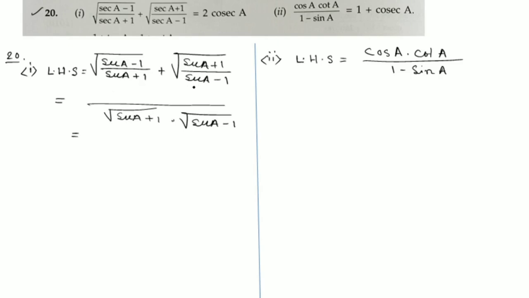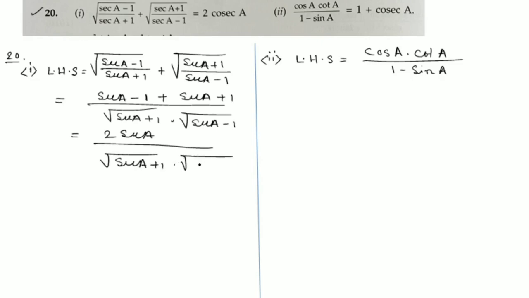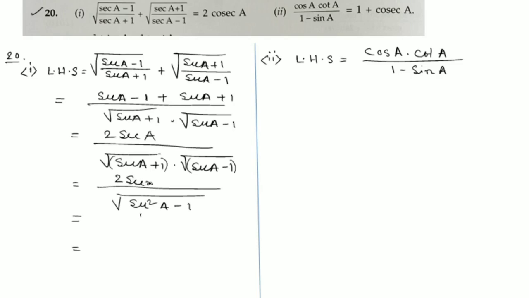So here you can see multiply root over sec A minus 1 into sec A minus 1, it will be sec A minus 1 whole square. Obviously, root over sec A minus 1 whole square, then the square root will vanish and we can write it as sec A minus 1. Similarly, it will be sec A plus 1. Then it will be 2 sec A divided by root over sec A plus 1 into root over sec A minus 1. So the formula is a square minus b square. So in the denominator it will be sec square A minus 1.